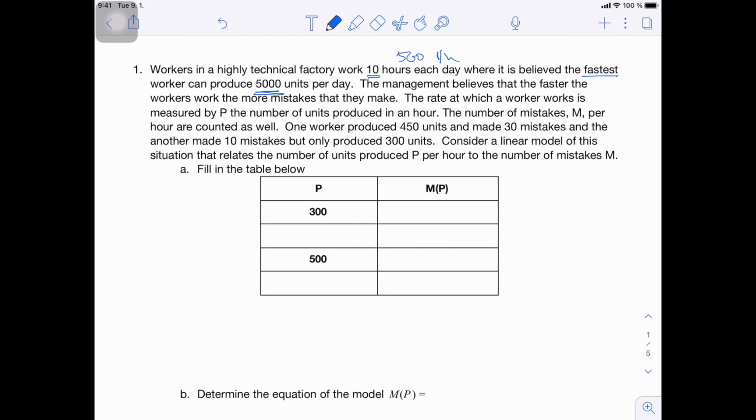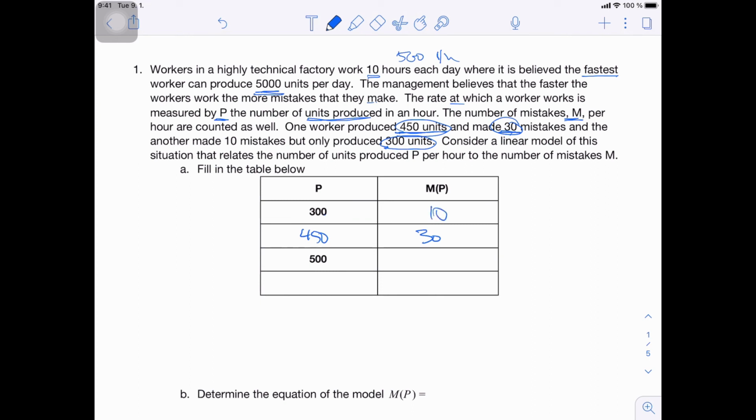The management believes that the faster workers work, the more mistakes they make. The rate at which a worker works is measured by P, the number of units produced. So P is units produced in an hour. The number of mistakes M per hour are counted as well. One worker produced 450 units and made 30 mistakes. Well, this here is a coordinate point I can use, so I know 450 units is 30 mistakes, so P and M. And another made 10 mistakes but only produced 300 units. So the 300 units makes 10 mistakes.